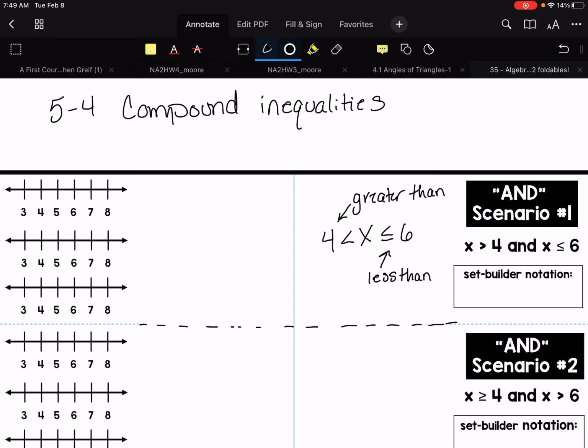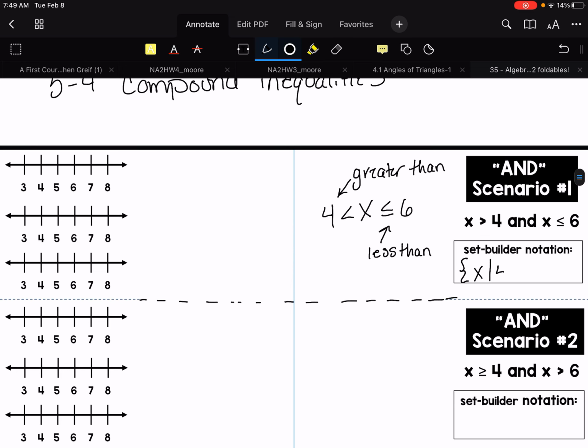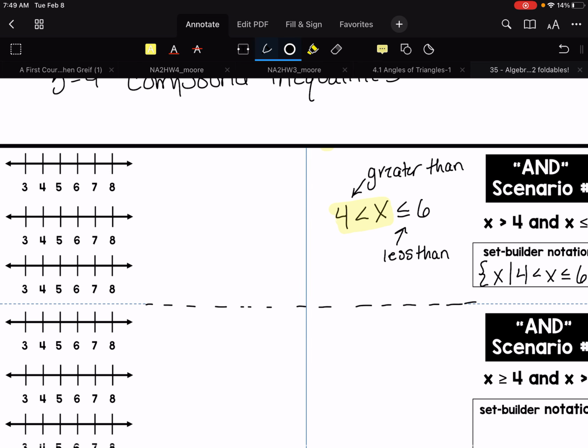So again, we're going to put this into set builder notation because this is often how you're going to see it. So you're going to have your variable, your vertical line, and then you are going to have that equation we just wrote. So 4 is less than x, which is less than or equal to 6. So we're going to graph these individually as pieces. So we're going to start by just graphing that first part of 4, and this one actually gives us our number line, so we don't have to create it.